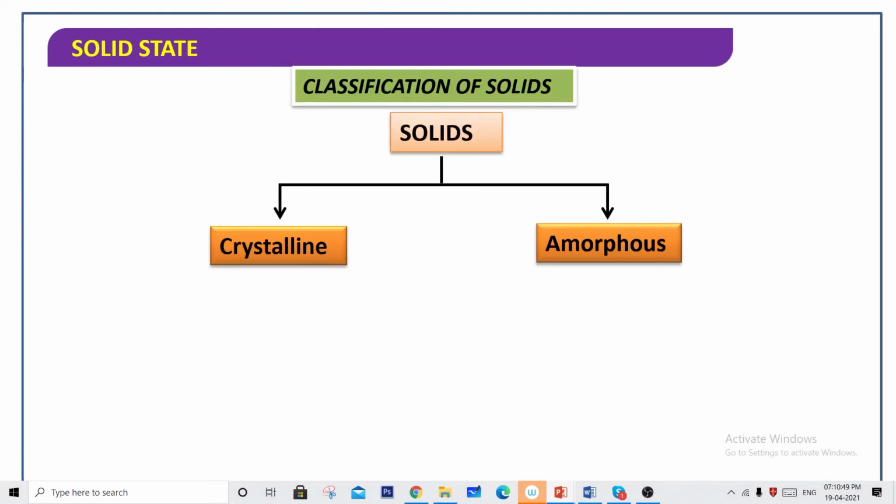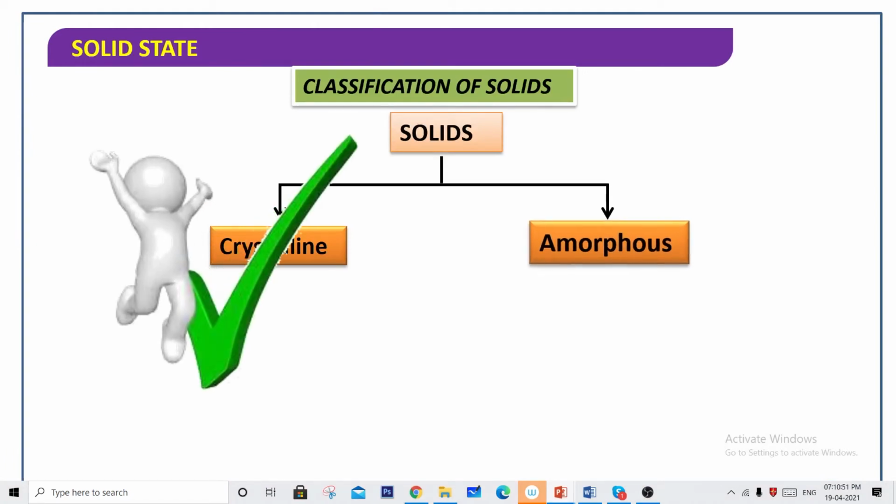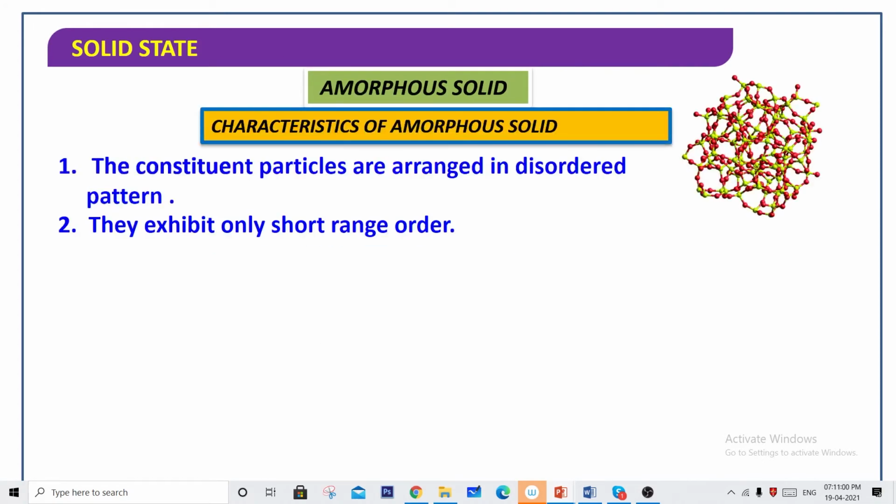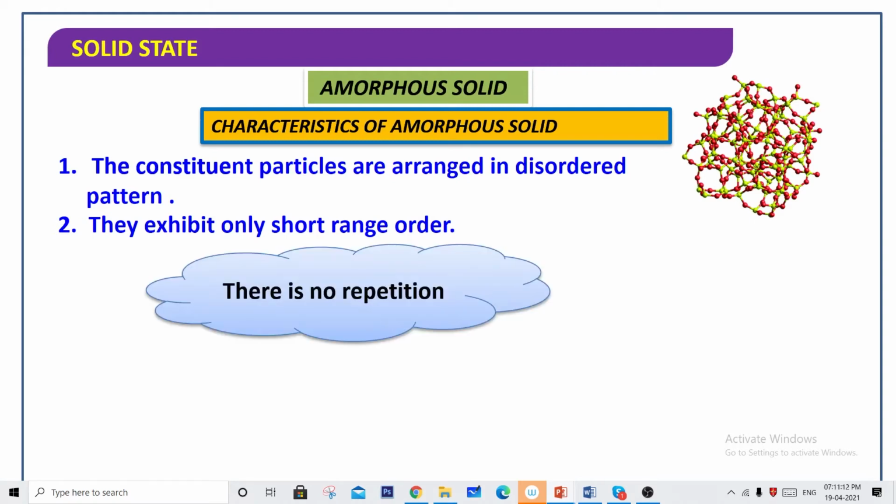But basically, first we need the crystalline solid, we have done. And now I'm discussing the amorphous solid in detail. So they have a disordered pattern, no regular pattern. They show short range order. There's no repetition.